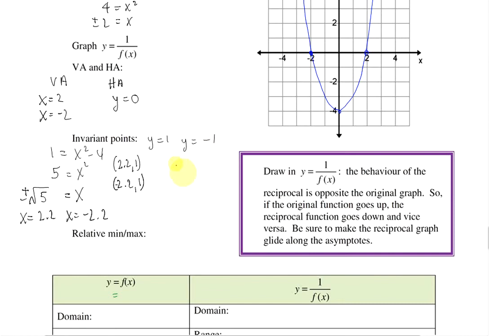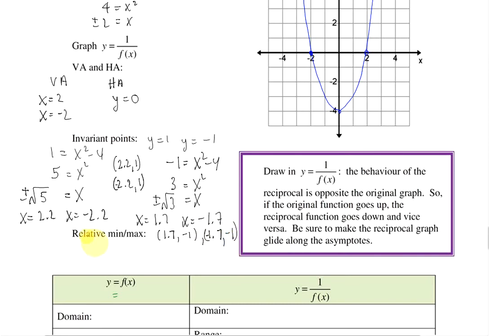Okay, let's plug in where y is -1. So -1 equals x squared minus 4. X squared then is equal to 4 minus 1, which is 3. So x is equal to plus and minus the square root of 3. And so we get two values for x, one at 1.7 and one at -1.7. And so we have two invariant points here also, 1.7 and -1, and -1.7 and -1.